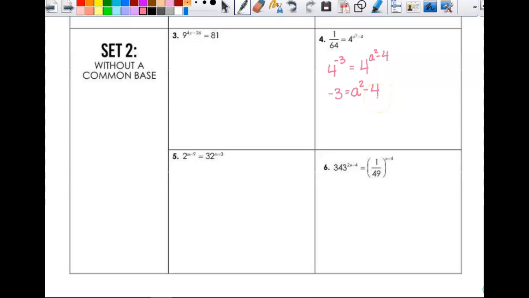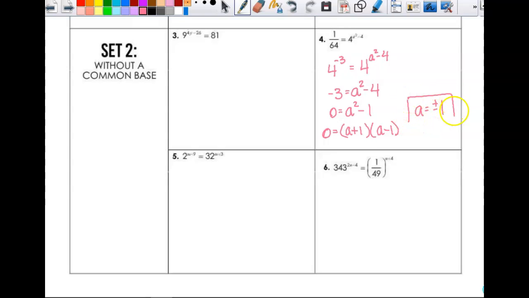If this is a quadratic, I should set it equal to 0, right? So 0 equals a squared minus 1. Can you factor that? Is that factorable? We've only seen about 1 million of them, right? It's a difference of squares, so it's a plus 1 times a minus 1. That means a is equal to plus or minus 1.